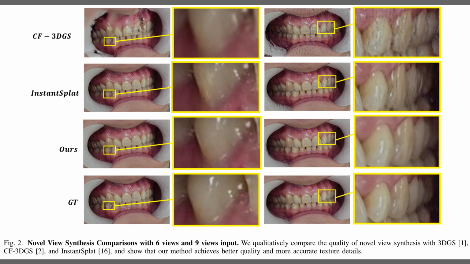Figure 2 compares rendered novel views from competing methods against ground truth, so it makes the visual impact of Dental3R very clear. The top 2 rows, CF3 DGS and Instant Splat, show blurrier enamel and smeared gum textures in the highlighted patches. The hours row produces crisper tooth boundaries and more coherent gingiva, which closely resemble the GT row. The zoomed-in boxes especially reveal sharper intertooth gaps and far fewer glittery artifacts on the enamel surface.